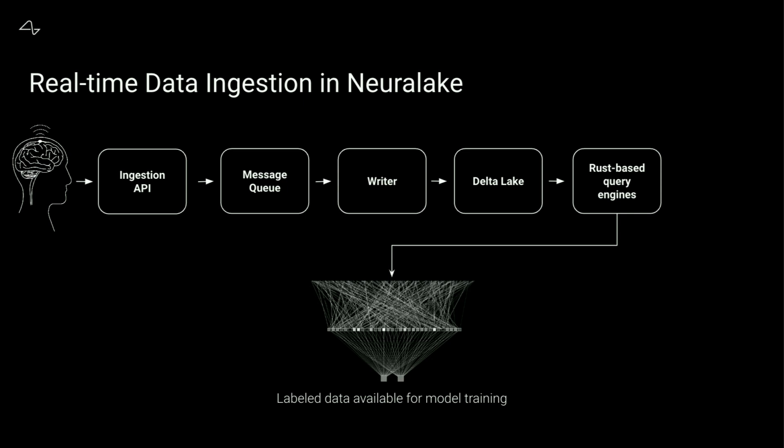So this whole pipeline uses Delta Lake as the main store for the labeled data, which is then queried via Delta RS or other Rust-based query engines. And that data can then be trained upon. And this whole pipeline makes it so that the labeled data is available in seconds. So in a few seconds, we have all of the data available for training, and this is updated live.